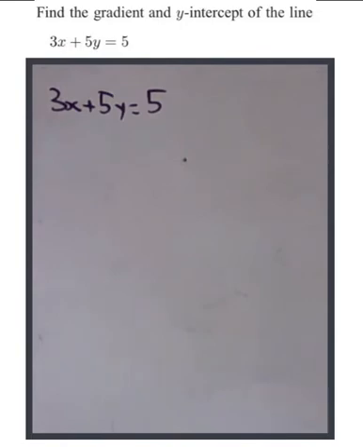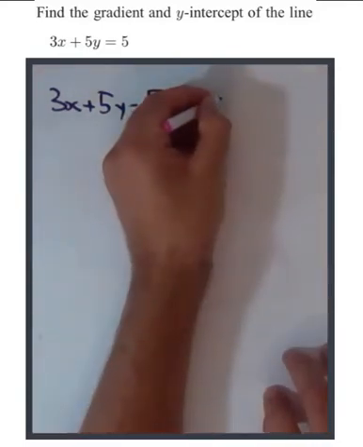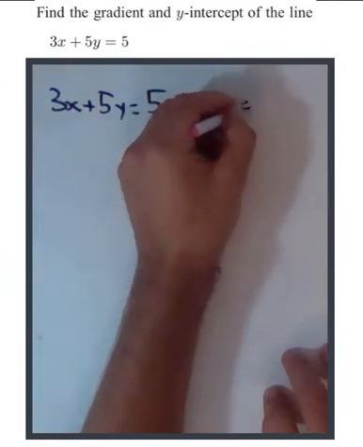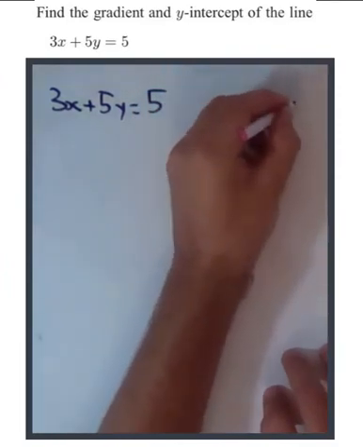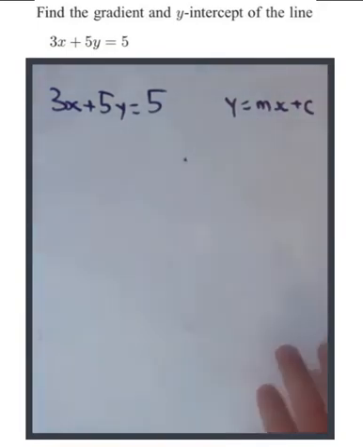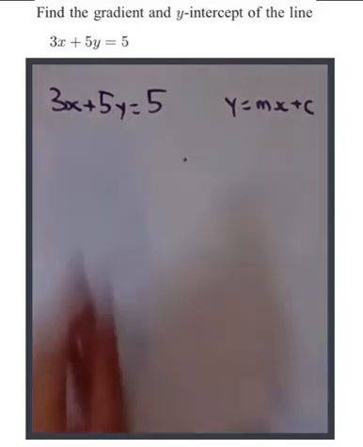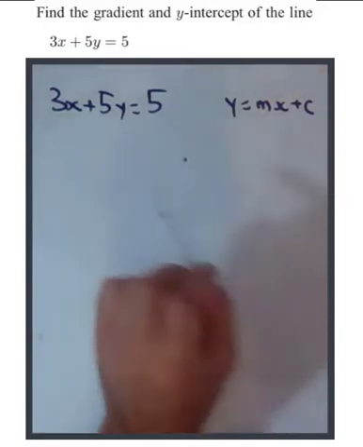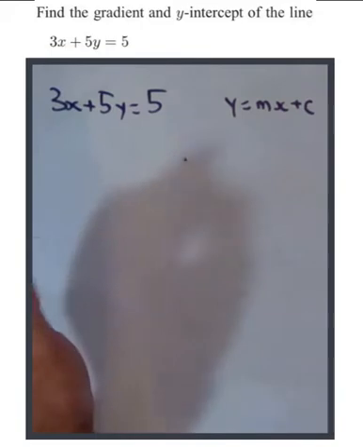But seeing as we want the gradient as well, and I think the way you're most likely to remember and do, I hope, is by putting it into the gradient intercept form. So what we're going to do is turn it into y equals mx plus c form, where actually you can see the gradient, that's the m, and you can see the y-intercept, that's the c. So then all we need to do is make y the subject of this equation, then the answers will just be there in front of us.